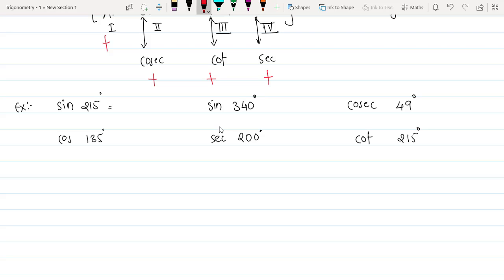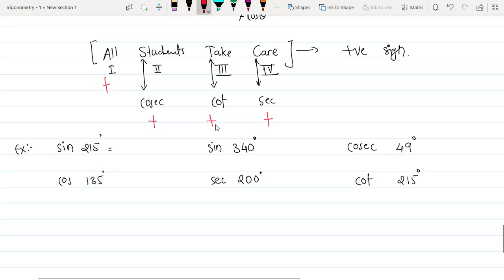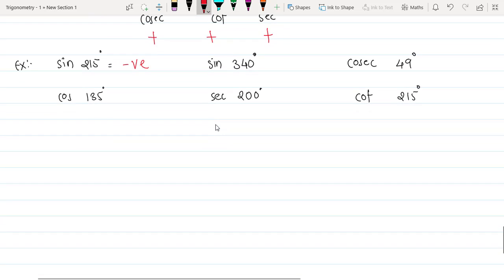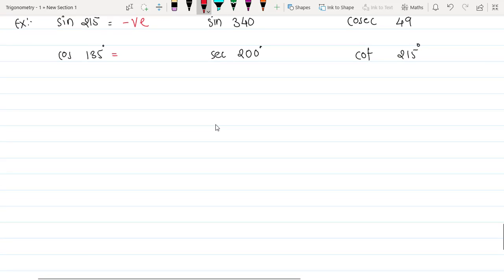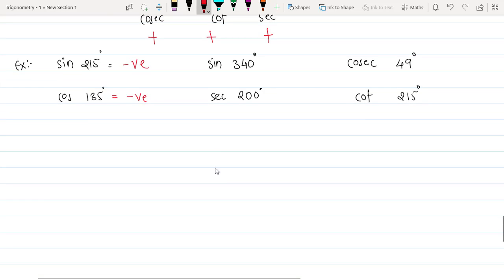215 is going to be in the third quadrant, and in the third quadrant we have the sine function. What is the sign of sine in the third quadrant? Negative. In the third quadrant only tan is positive, so sine becomes negative. So the answer is a minus sign. What about cos 135? 135 lies in which quadrant? Second quadrant, and in the second quadrant only sin is positive, rest all are negative. So I will get negative. I hope you are getting this.